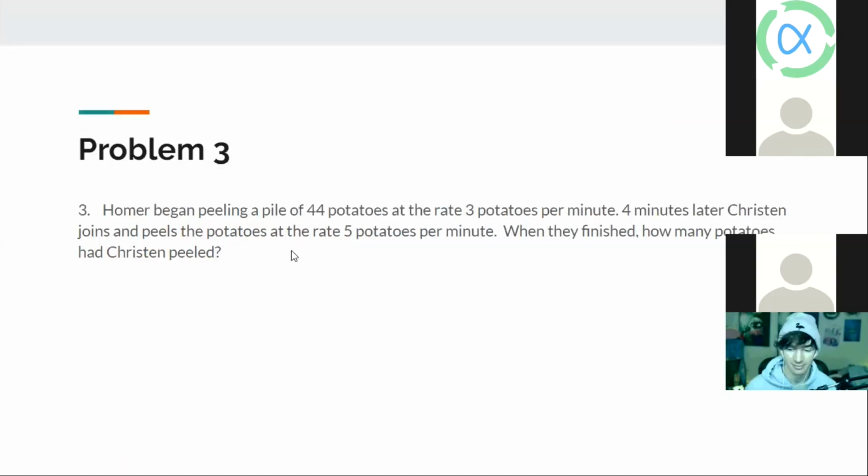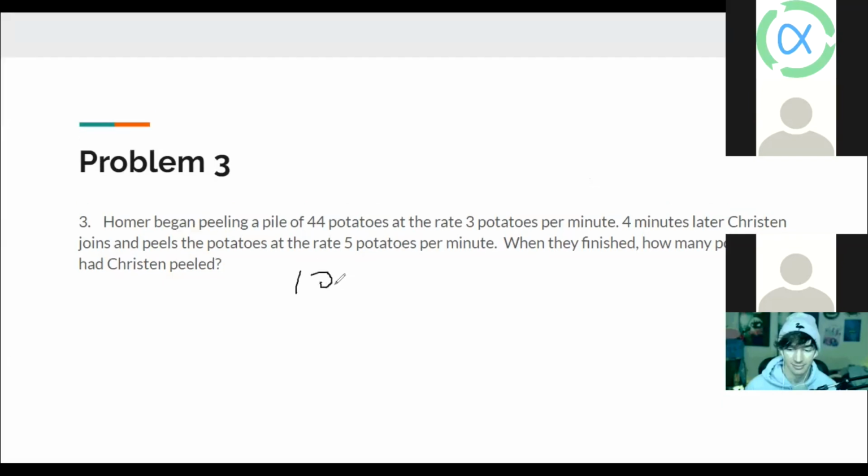Okay. So this question says, Homer began peeling a pile of 44 potatoes at the rate of 3 potatoes per minute. 4 minutes later, Christian joins and peels potatoes at the rate of 5 potatoes per minute. When they finish, how many potatoes had Christian peeled? So since Christian joins 4 minutes later, in those 4 minutes, Homer's going to finish peeling 3 times 4 potatoes. So he's going to finish peeling 12 potatoes before Christian even gets there.